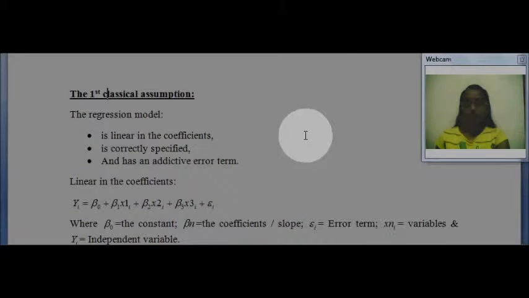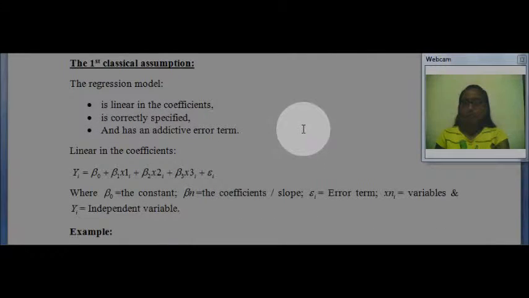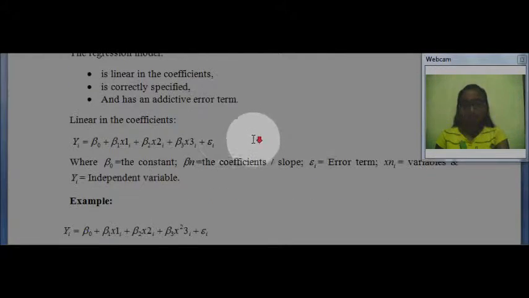I'll be explaining the first classical assumption, which is that the regression model is linear in the coefficients and has an additive error term, and is correctly specified. Linear in the coefficients explains that the coefficients must be linear and should not have any function applied to them, such as beta square, beta cube, and so on.